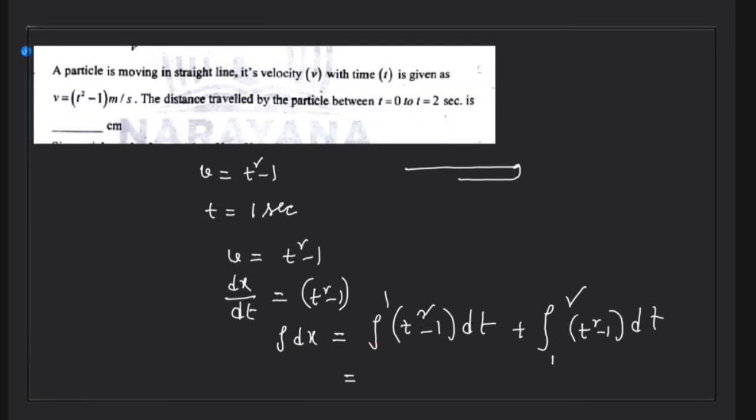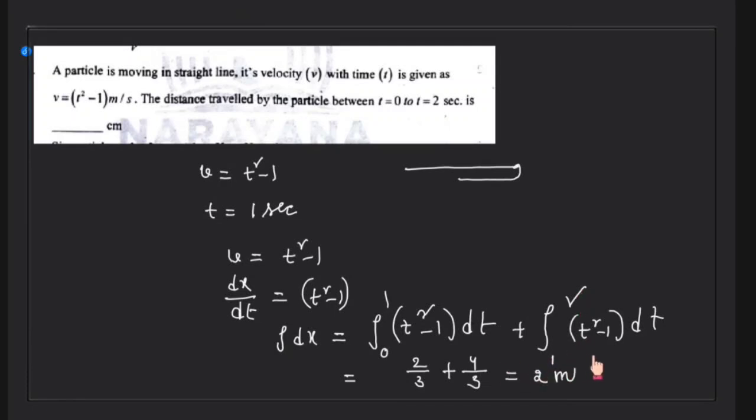What do you get? It is 0 to 1. You will get 2 by 3 and 4 by 3, right? Of course you will get it as a negative, but you have to take it as a positive only, because you have to calculate only distance, right? Therefore 2 by 3 and 4 by 3 will be equal to 2. That's the answer for this question.